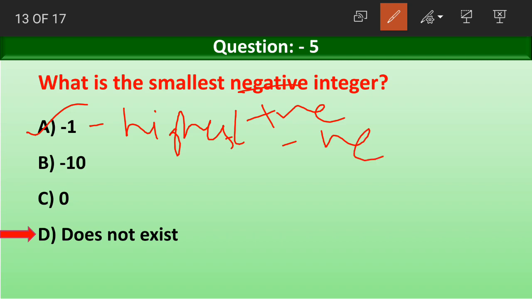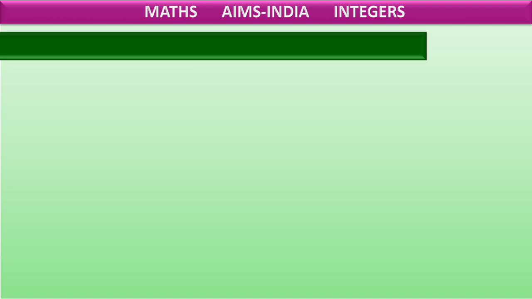What is -1? -1 is the highest negative integer, whereas +1 is what? +1 is the smallest positive integer. In the same way, we do not know the smallest negative integer. We do not know the highest positive integer.